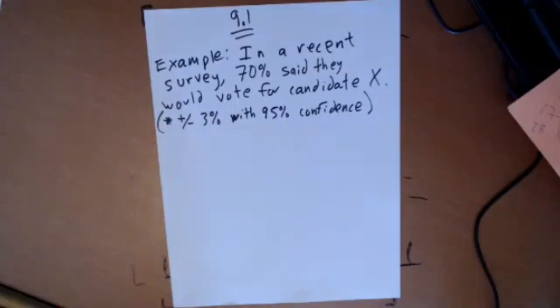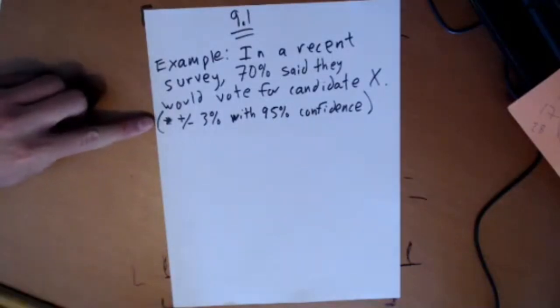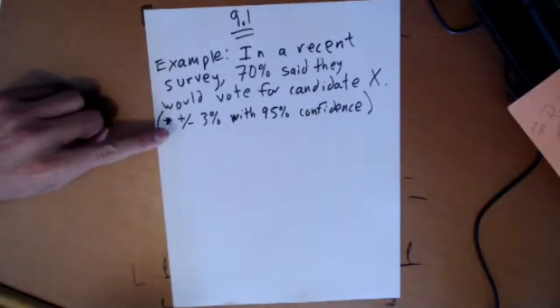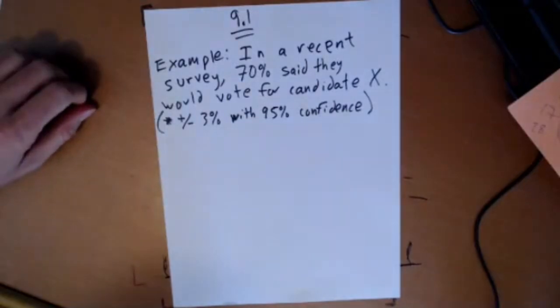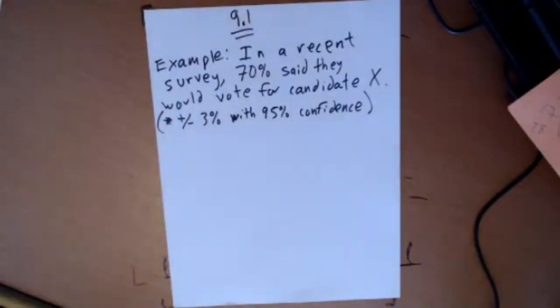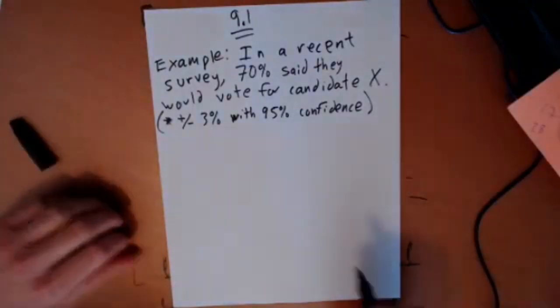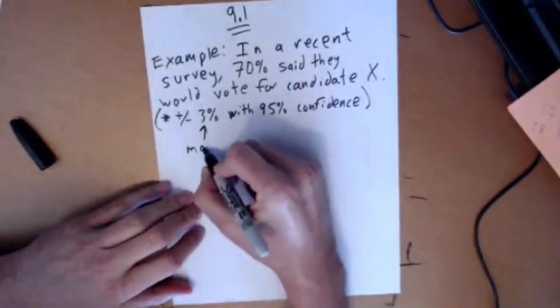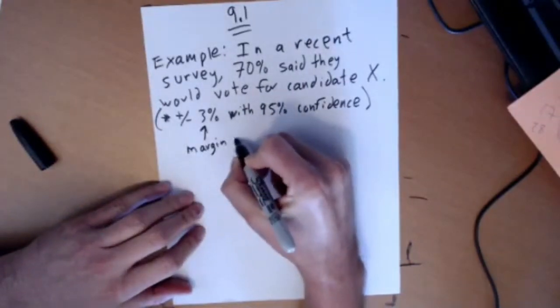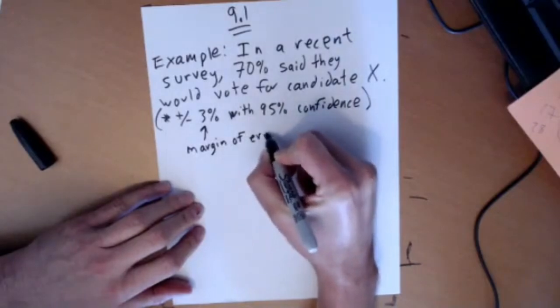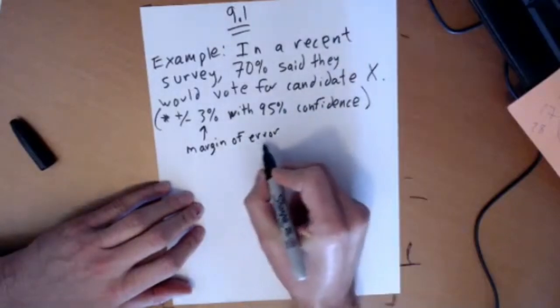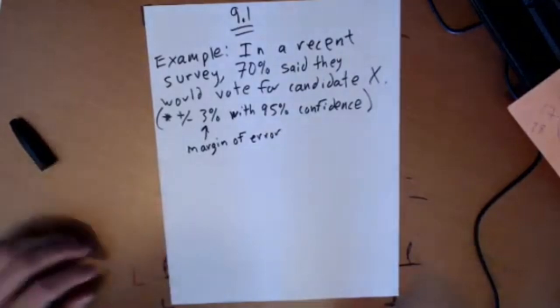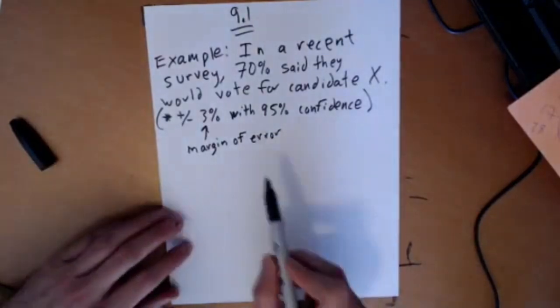And then you'll notice at the bottom of the page, there's usually some small print. It says something like, oh, plus or minus 3%, with 95% confidence. So basically what that means is, the plus or minus 3%, that is our margin of error. I don't like that they use the word error. Makes me think of a mistake. There's no mistake. It's just the margin of error.